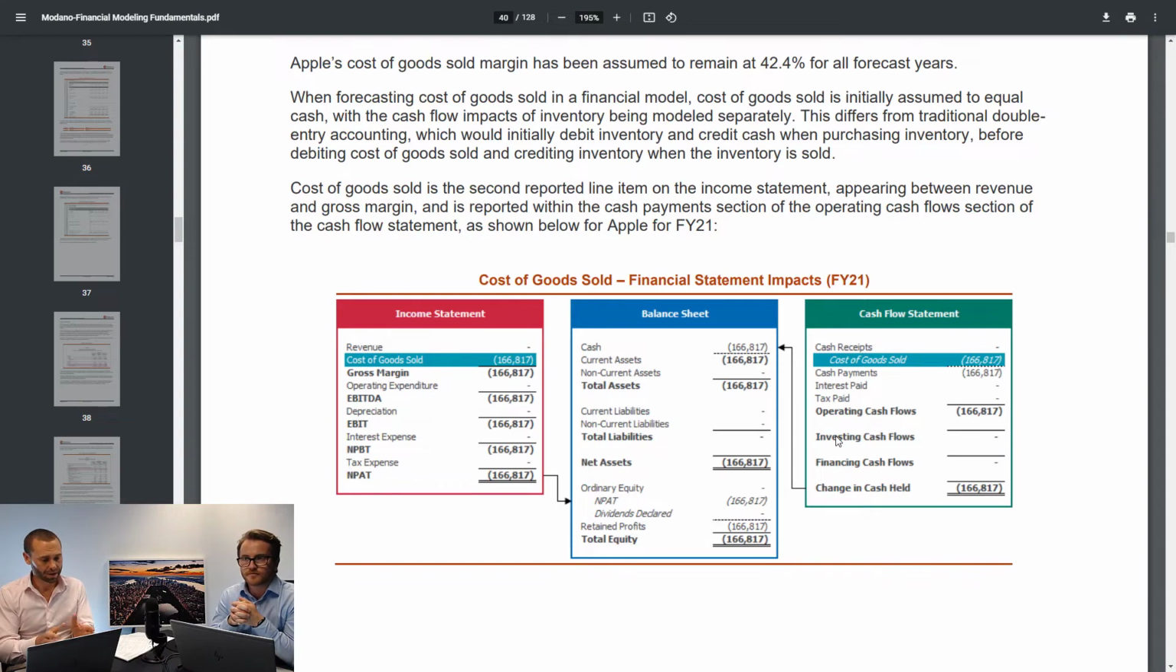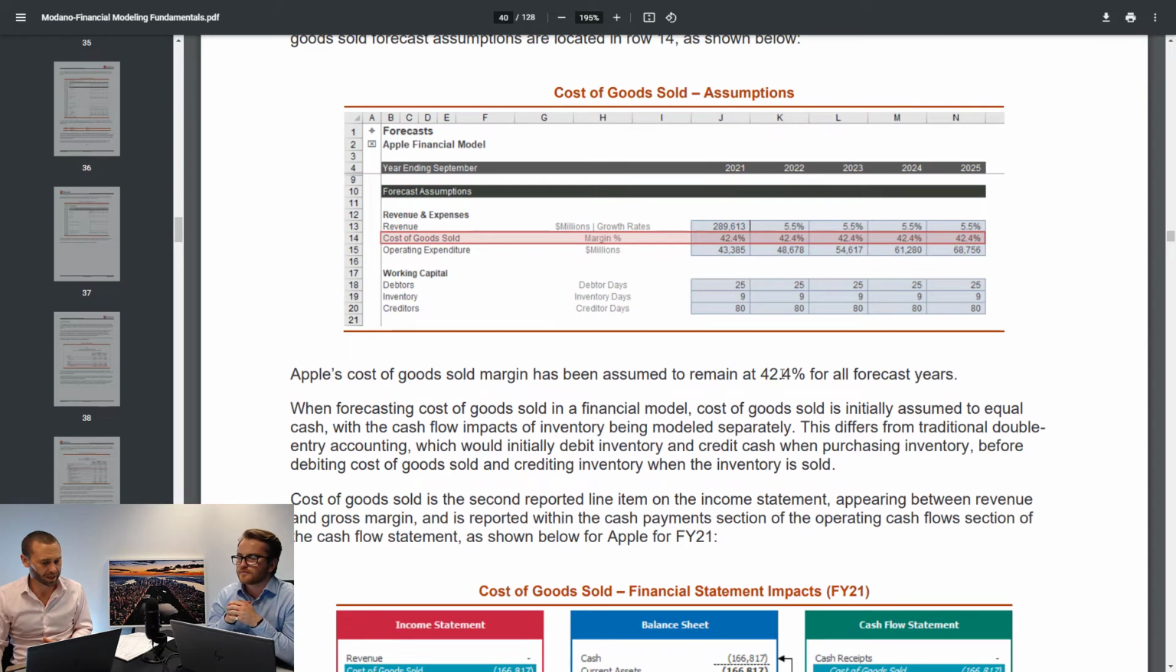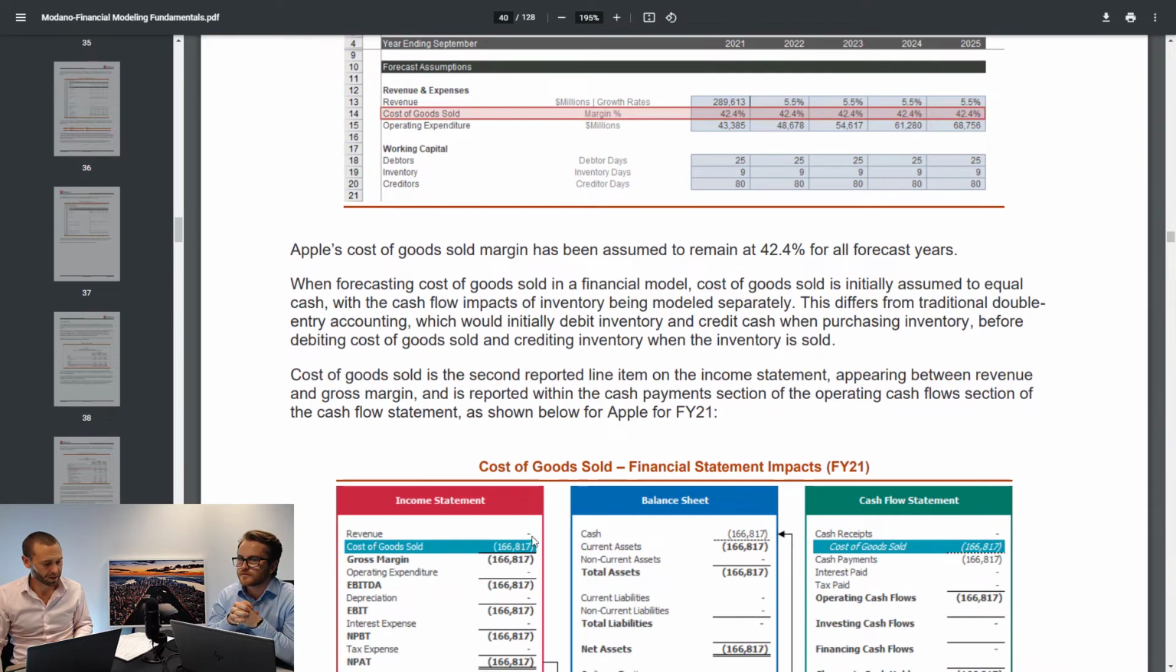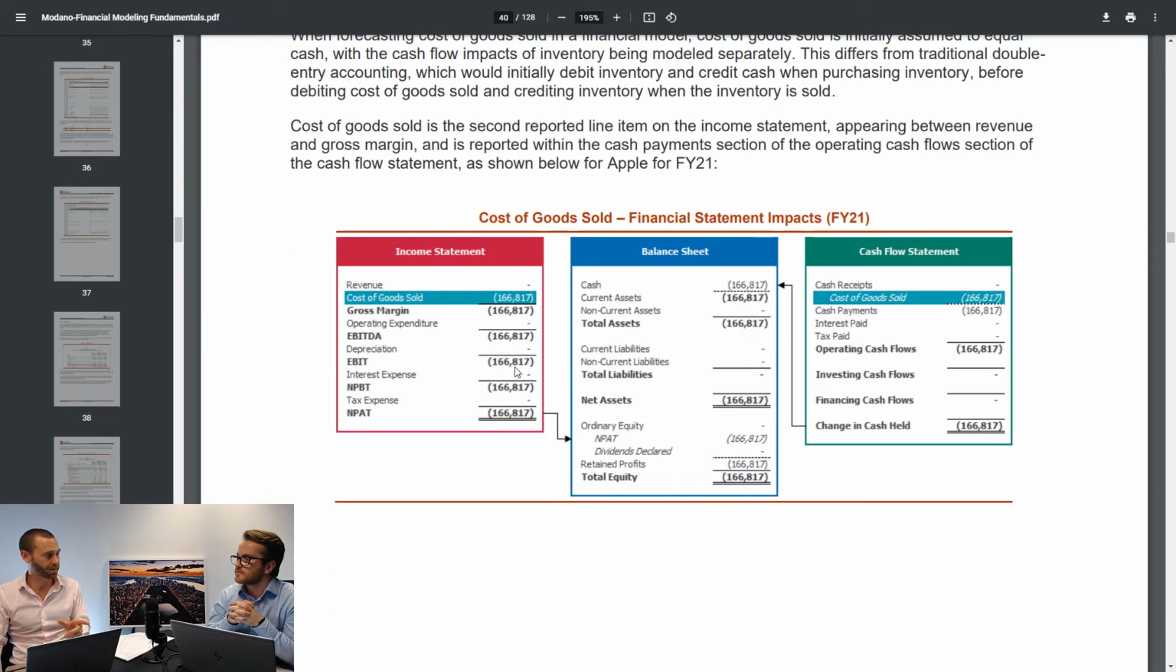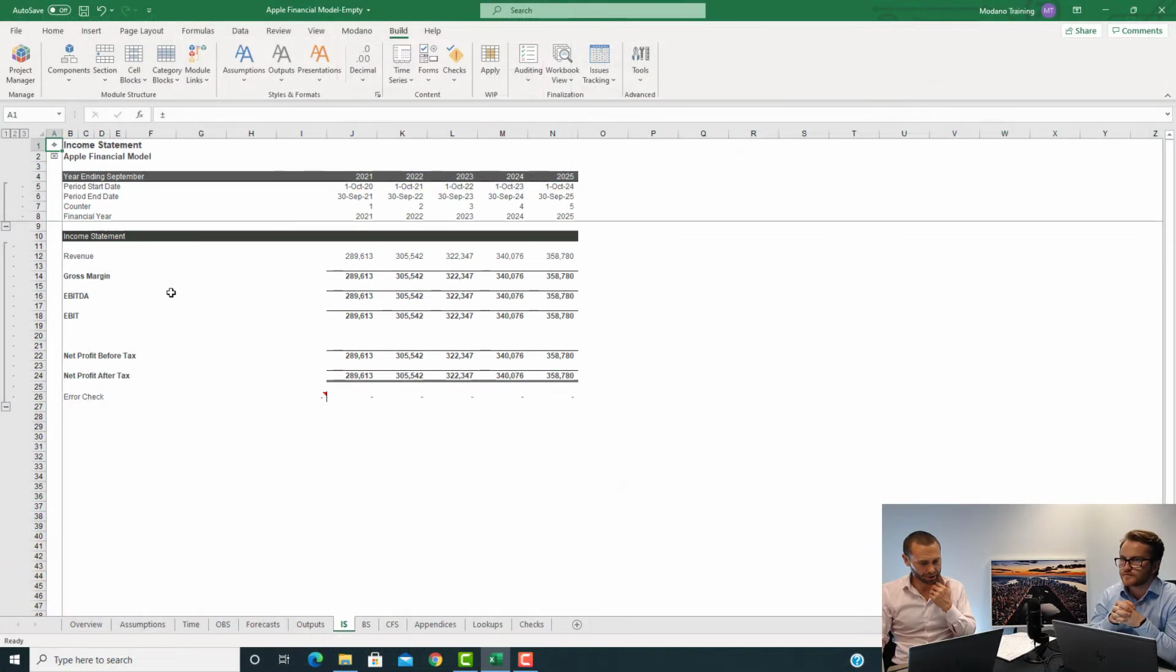So here we have our cost of goods sold for 2021. If we assume that 42.4% margin, we've got 289 billion of revenues with a margin of 42.4%. That implies cost of goods sold of 166,817, which we're going to put straight into the income statement and straight into the cash flow statement. Okay, so let's go to our income statement, and in row 13, let's put cost of goods sold as the heading in column B, and then let's go to J13. We need to put a formula that multiplies.